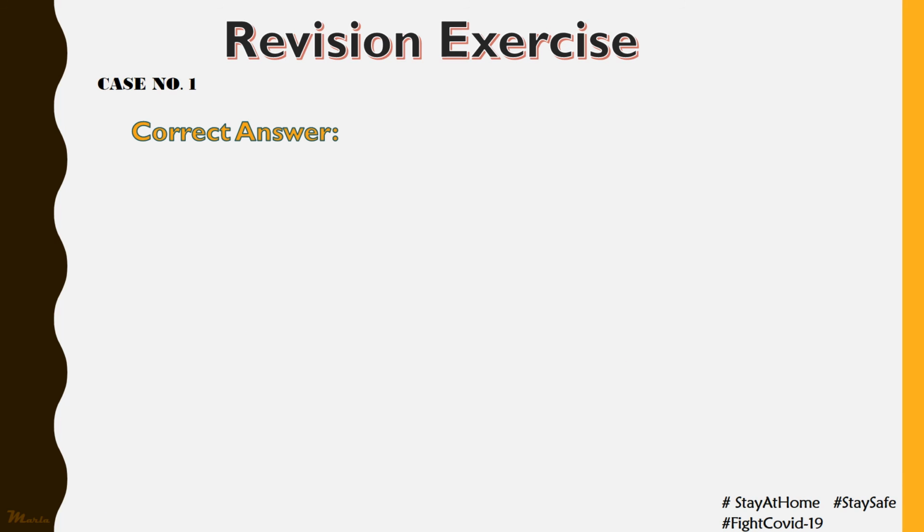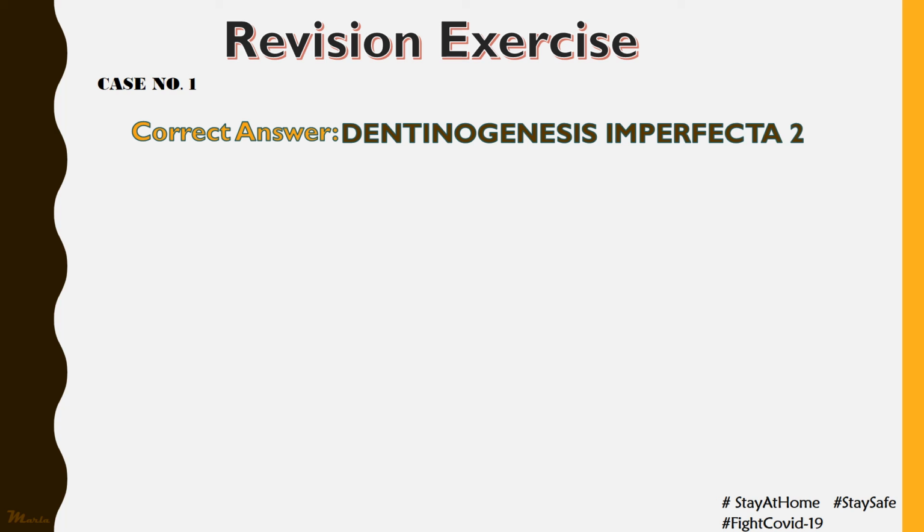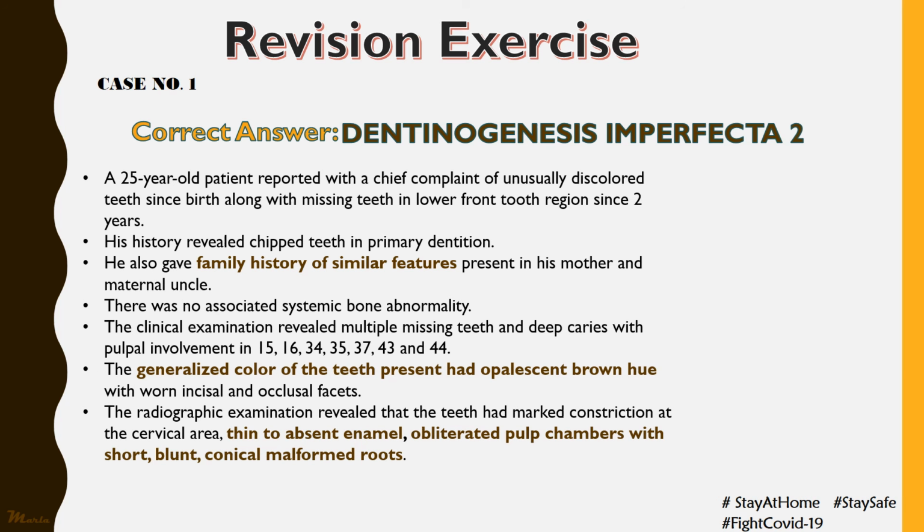Okay, so this case was related to the anomaly Dentinogenesis imperfecta type 2. Let us revise the clinical findings. If you went through the entire clinical findings, you can observe that the patient gave a family history of similar features. So this suggests it is a genetic etiology. Also, the color of the tooth had a characteristic opalescent brown hue. This is a characteristic feature of Dentinogenesis imperfecta. Further, this was confirmed by the presence of thin to absent enamel.